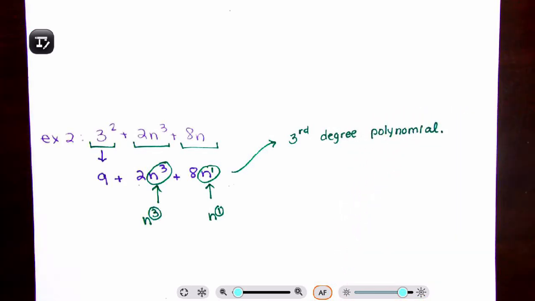Just a brief introduction to monomials, binomials, polynomials. In the next video, we will be working with a little bit more examples of writing things in standard form and things like that.